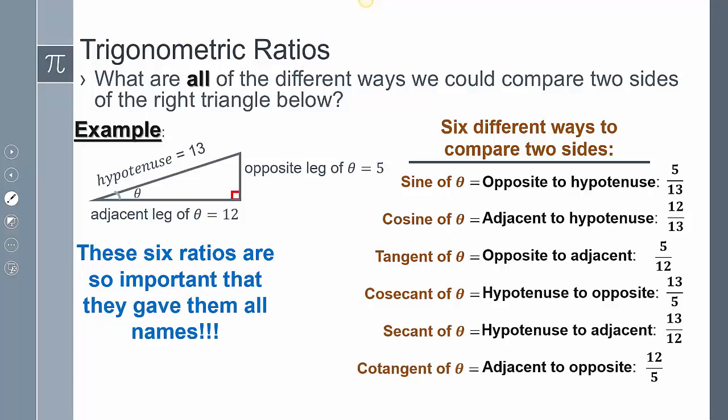Now one thing to notice here is that, let's look at my sine ratio and my cosecant ratio. What's the relationship between 5 over 13 and 13 over 5? You probably answered yourself, well, those look like reciprocals, and if you said that, you're actually right. Sine and cosecant are reciprocals of each other. Cosine and secant are reciprocals of each other, and tangent and cotangent are reciprocals of each other.